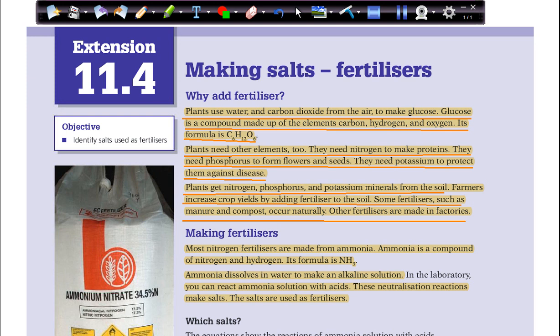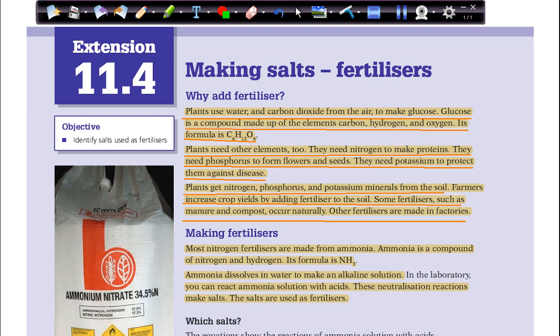We have examples like manure and compost. Both of them are fertilizers, but manure is a fertilizer made from animals' waste, which is organic, and compost is made of vegetables and plants that have already decomposed. Both types occur naturally, or you can find them naturally, but other fertilizers are made in factories.